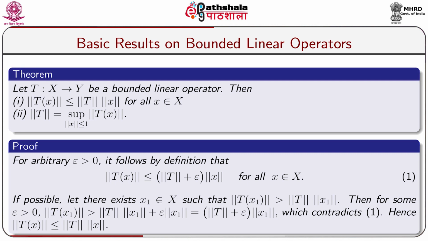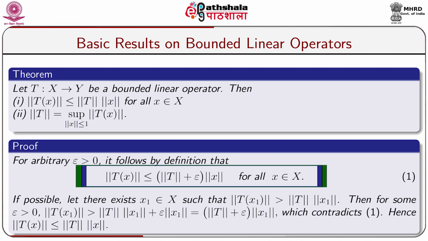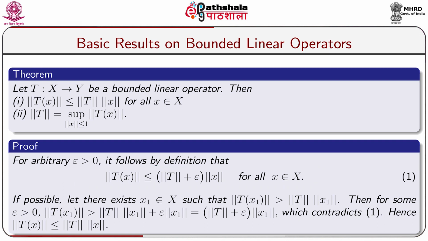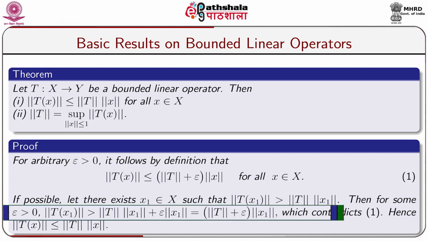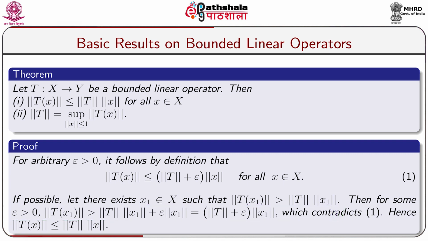For the proof of 1, let us take an epsilon greater than 0 which is arbitrary. So, it follows by definition that norm of Tx is less or equals to norm T plus epsilon into norm of x for all x belonging to capital X. If possible, let there exist x1 belonging to capital X such that norm of Tx1 is strictly greater than norm of T into norm of x1. Then for some epsilon greater than 0, norm of Tx1 greater than norm of T into norm of x1 plus epsilon into norm of x1, which is equal to norm T plus epsilon within a bracket into norm of x1, which contradicts 1, hence norm of Tx is less or equals to norm T into norm of x.